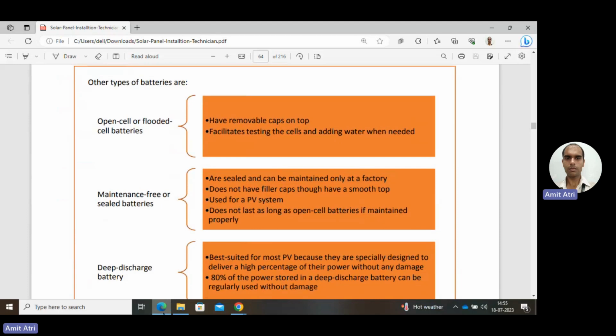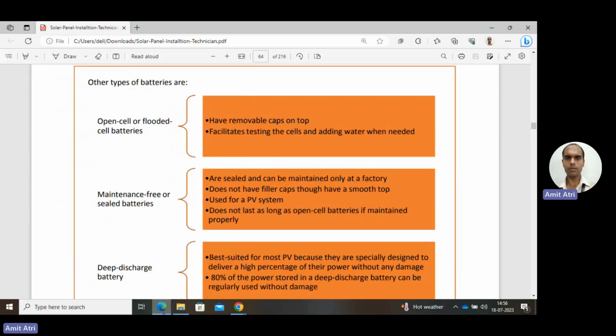Now, a few features of these types of batteries: open cell or flooded cell battery. They have caps on the top, means we can open the cap and test the cell and add water to that cell whenever needed. If the water level is going down, like the electrolyte we just discussed, which is liquid, we can add it, but not any type of water. Only pure distilled water is supposed to be used here, otherwise impurities will start accumulating.